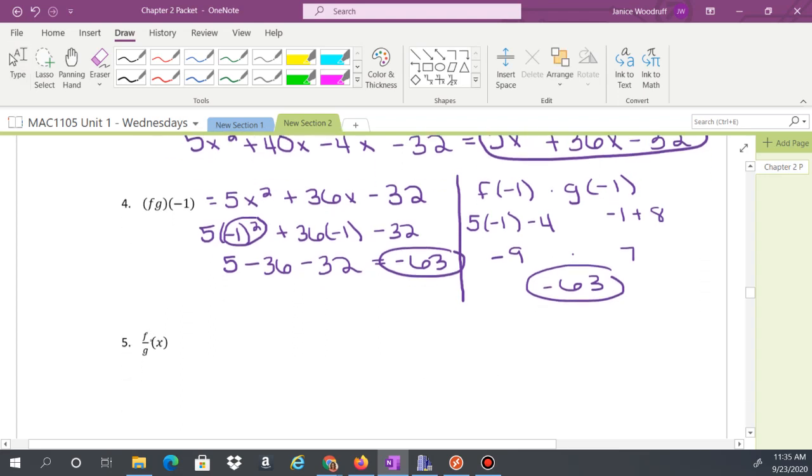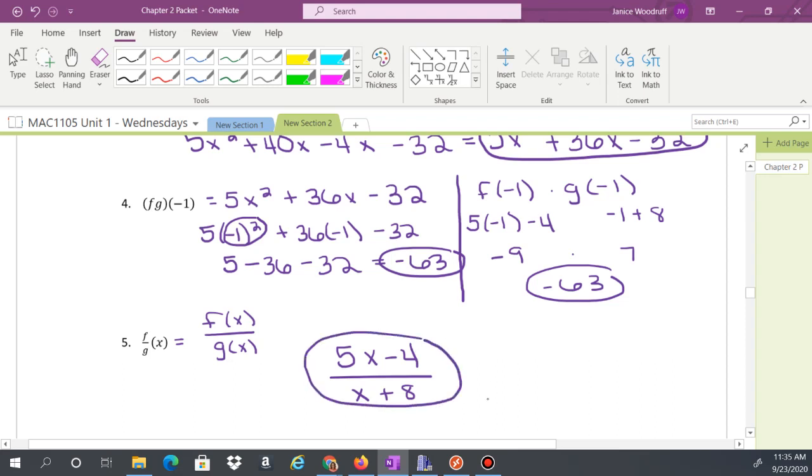Now, number 5 is division. This is f of x over g of x. So this is just 5x minus 4 over x plus 8. If you can simplify it, do, but here you can't. So that's it.